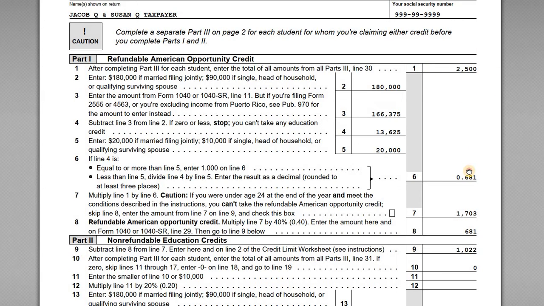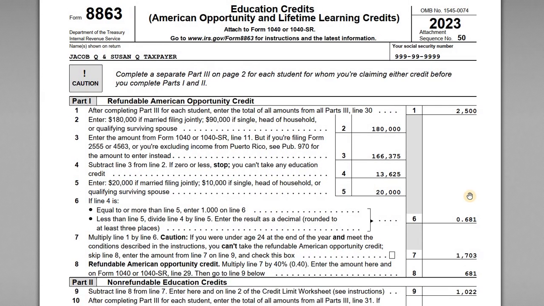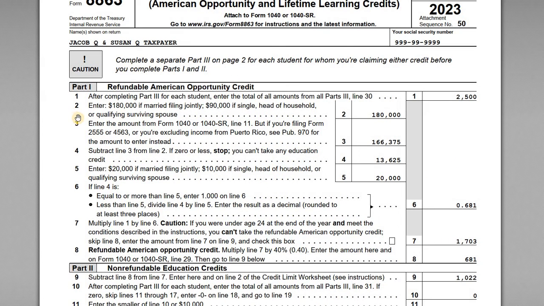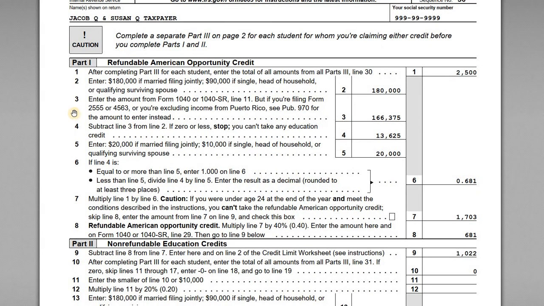Now we start to enter the information on the taxpayer's income to figure out how much we can claim and what are any phase outs, right? So we've got the first is the filing threshold, right? So on line 2, $180,000 if married filing joint. So we've entered that on line 2.